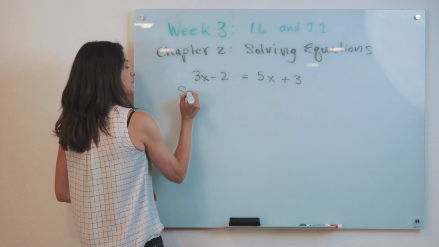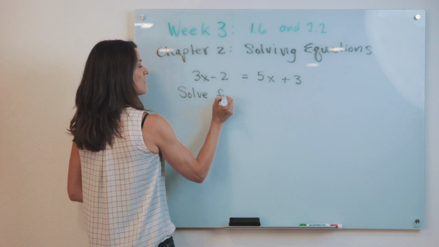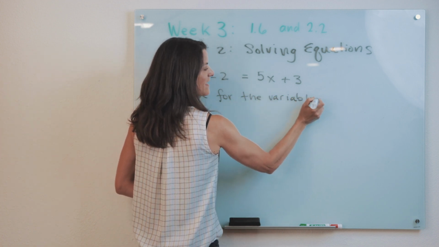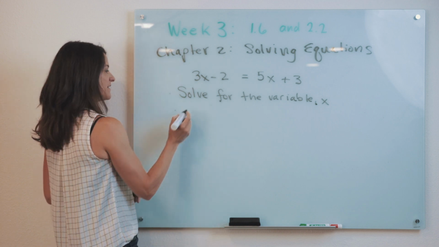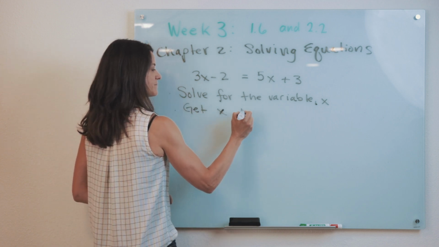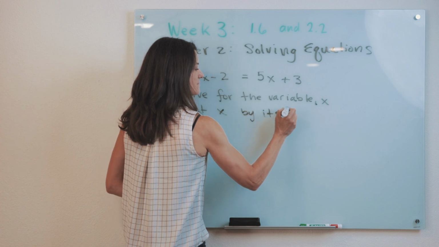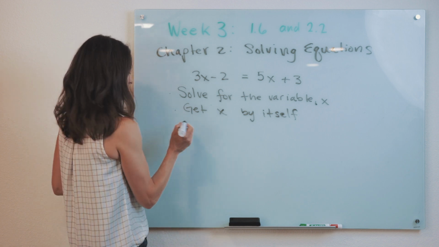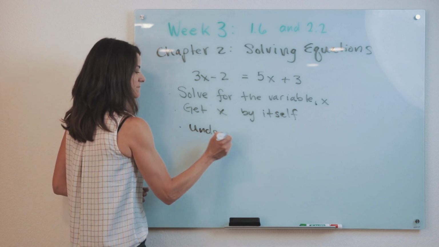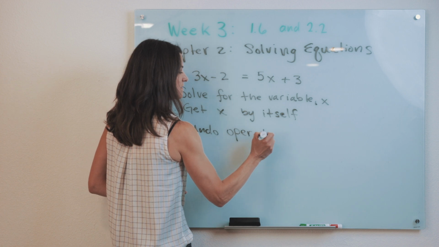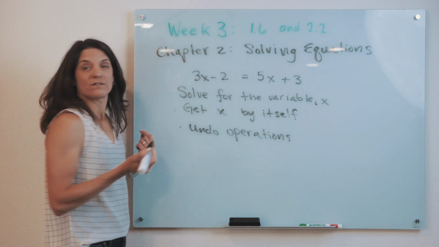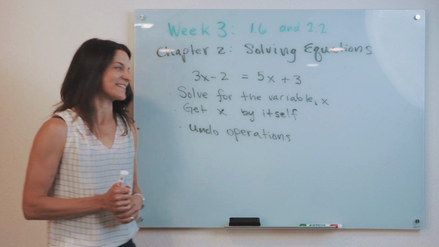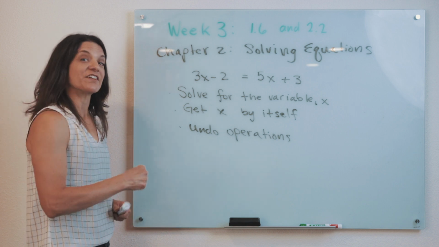So to solve the equation, we want to solve for the variable. A lot of times it's x. Other ways to put that is to get x by itself or to isolate x. And how we do that is undo the operations that surround that variable x. So let's give it a try.